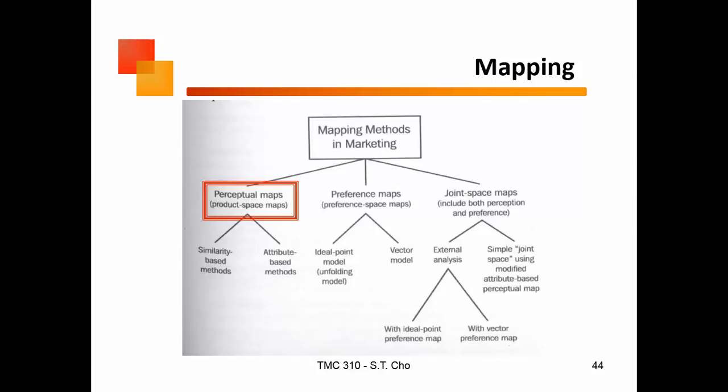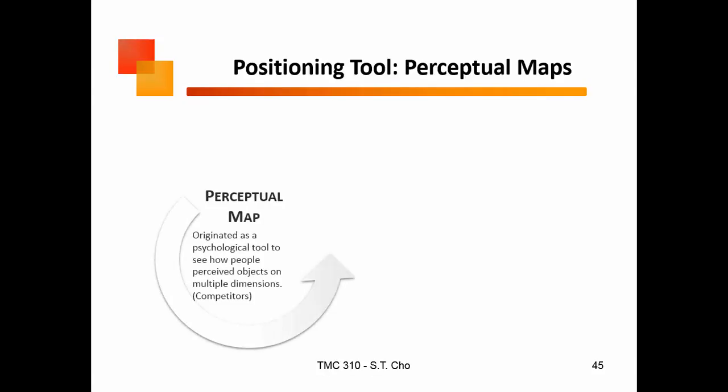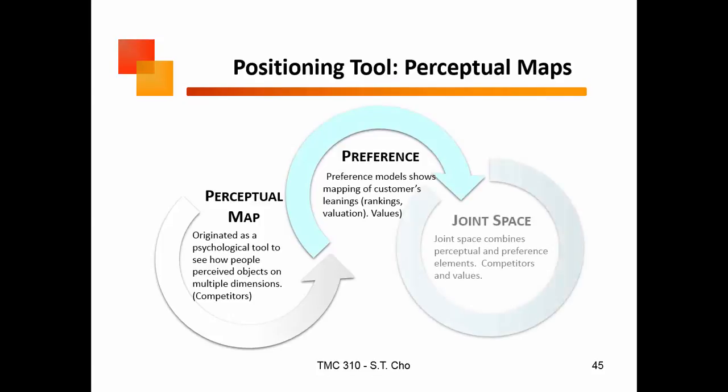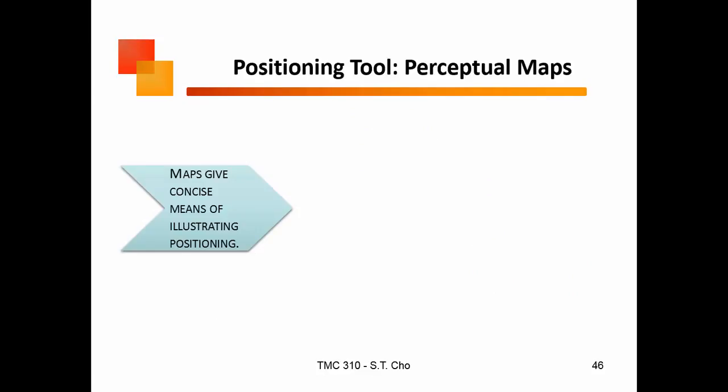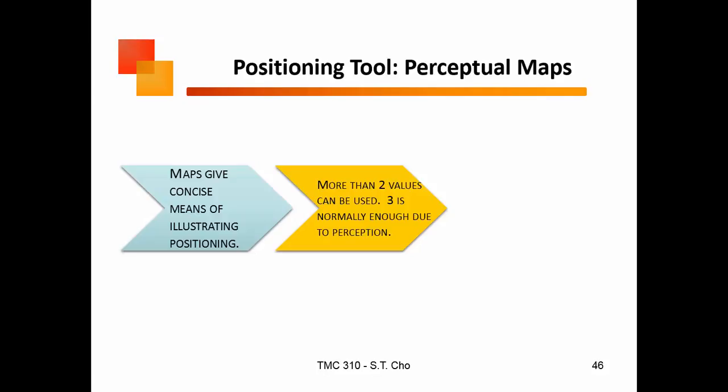That's all it is. So all I'm going to talk about is how you go about getting some of this data and what it looks like. In terms of perceptual maps, it was actually originally a psychological tool where they see how people perceive objects in multi-dimensions. The preference basically shows where your customer is leaning, and the joint space brings the two together. The nice thing about maps is that they're a nice, concise way of taking a lot of information and just putting it in one place.